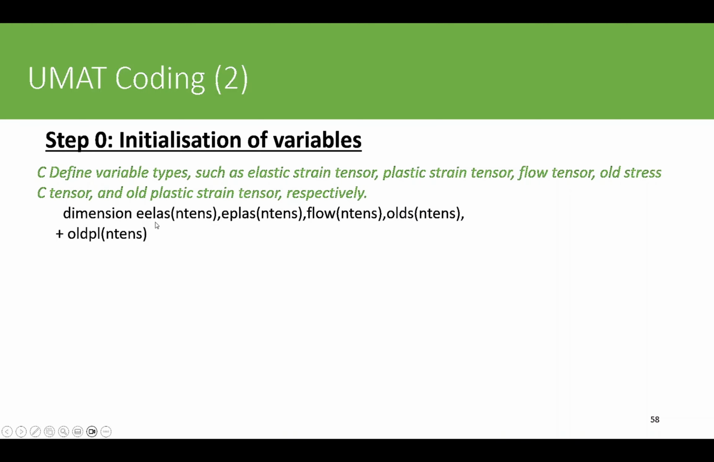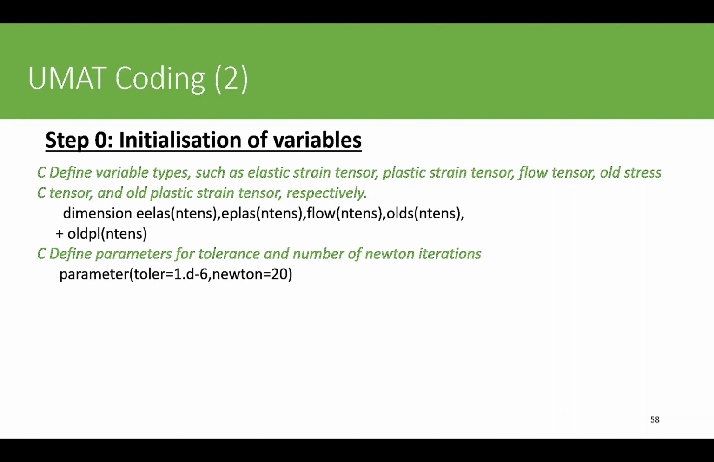E elastic is the elastic strain tensor, and ntens is coming from Abaqus. So for the 3D case it will be 6. This is the plastic strain tensor with 6 components. This is the flow stress coming with 6 components. These are the old stress and plastic strain components, again with 6 components in the 3D context.